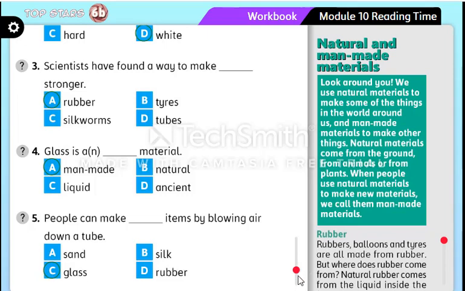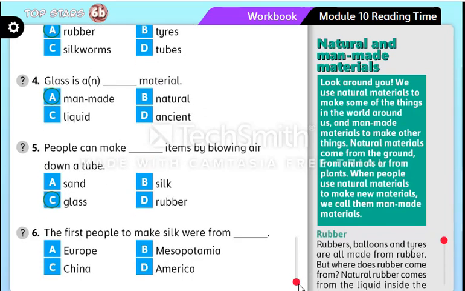Last one. The first people to make silk were from China. The answer is China.